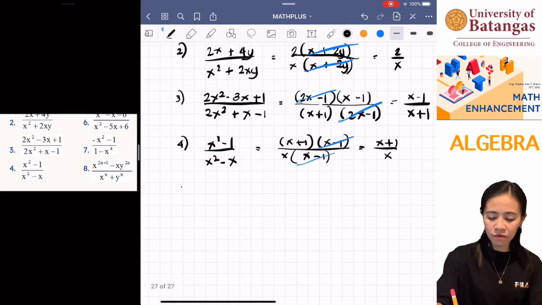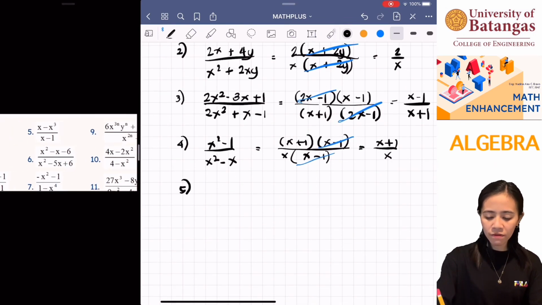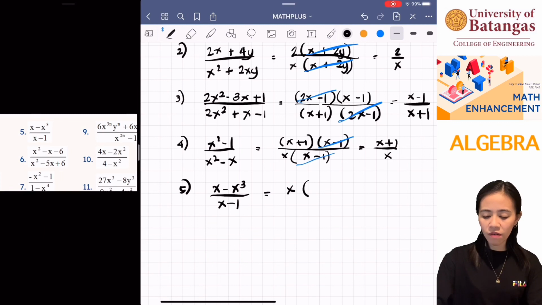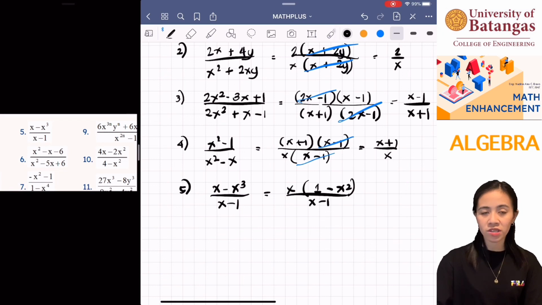Okay, let's proceed to number 5. Number 5, you have x minus x cubed all over x minus 1. So, common si x sa numerator, I'll factor that out. I will get x divide x as 1 minus x cubed divide x, that's x squared. So, let me write here x squared all over. I do not have anything to factor in the denominator, so I'll leave it as is.